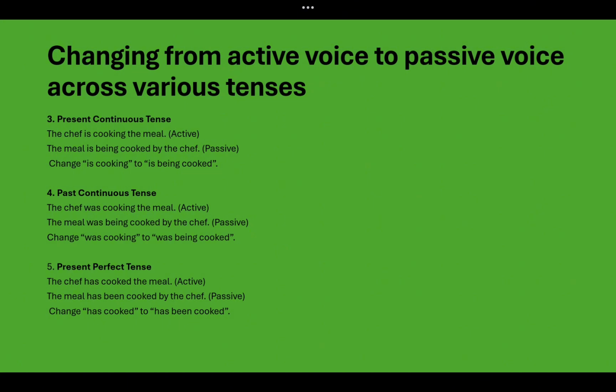Number 4. Past continuous tense. The chef was cooking the meal. Change was cooking to was being cooked, and make the object the new subject. The sentence becomes, the meal was being cooked by the chef, in the passive voice. Number 5. Present perfect tense. The chef has cooked the meal. Change has cooked to has been cooked, and make the object the new subject. The sentence becomes, the meal has been cooked by the chef, in passive voice.